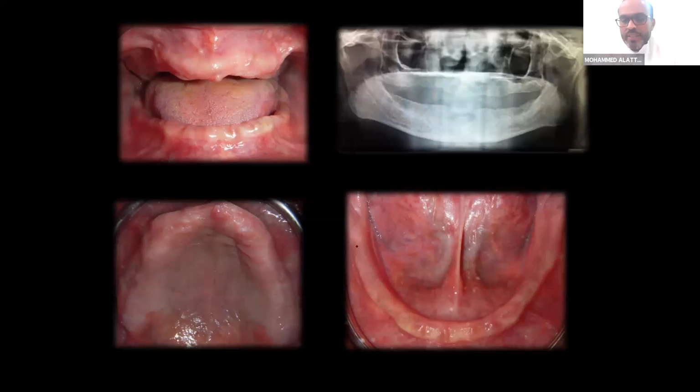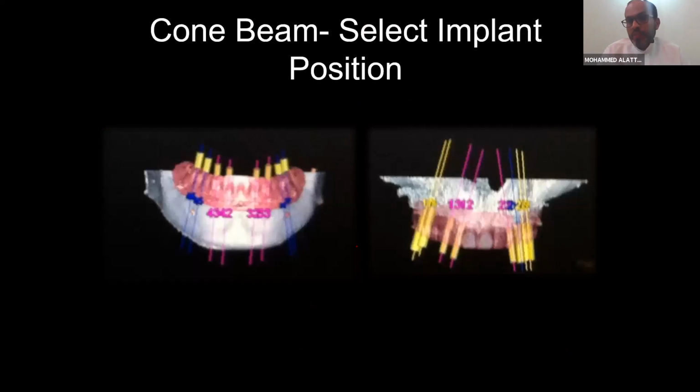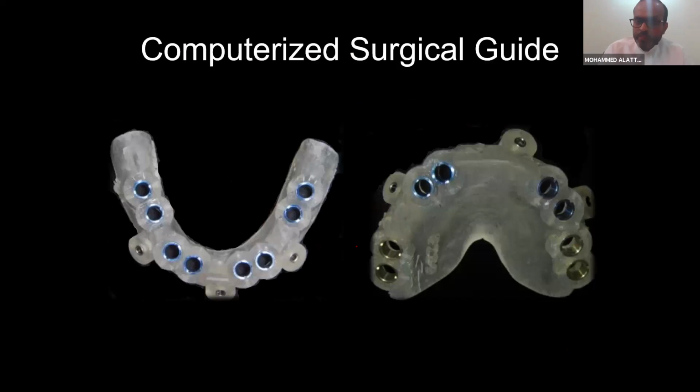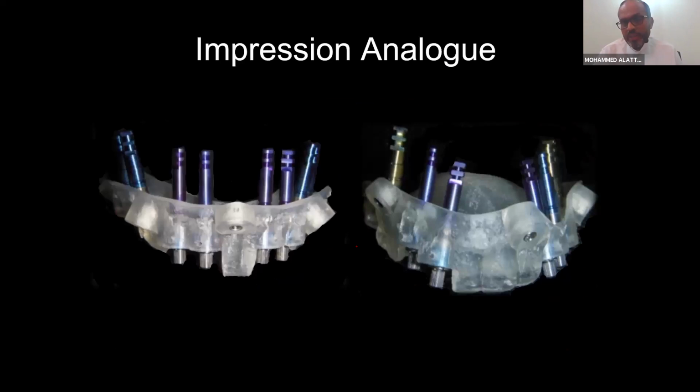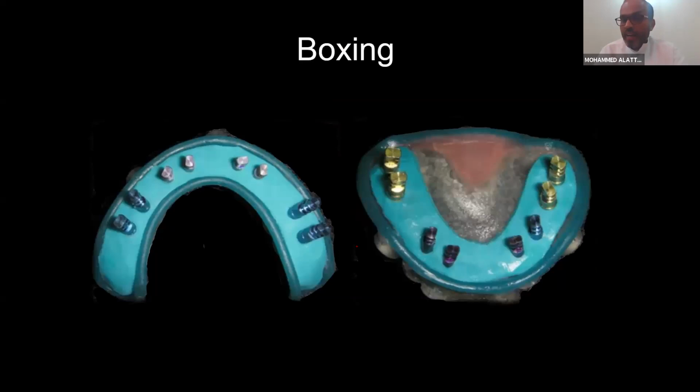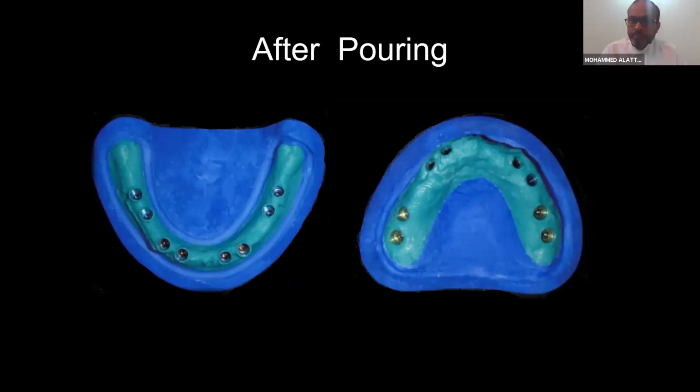Now, let us come to this case. This is an edentulous patient, and we tried to benefit from advanced technology to place the implants. For this patient we fabricated the graft stent and saw how much bone was available. We did our planning, and we printed the surgical guides for the patient. The benefit of this approach is that you can fabricate your final cast before placing the implants in the patient's mouth. This is the analog connected to the impression coping in the surgical guide. We did a boxing, and we made our final cast before placing the implants in the patient's mouth. And we did a mounting depending on the patient's denture.